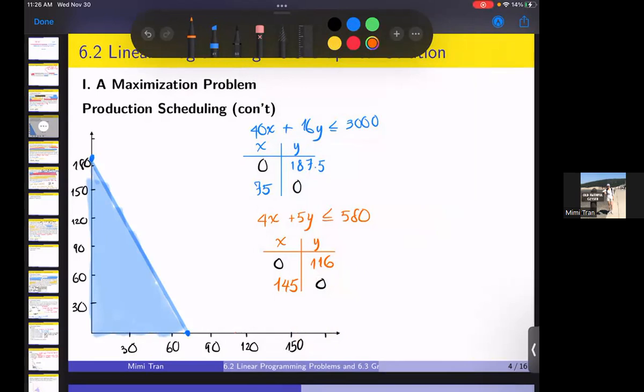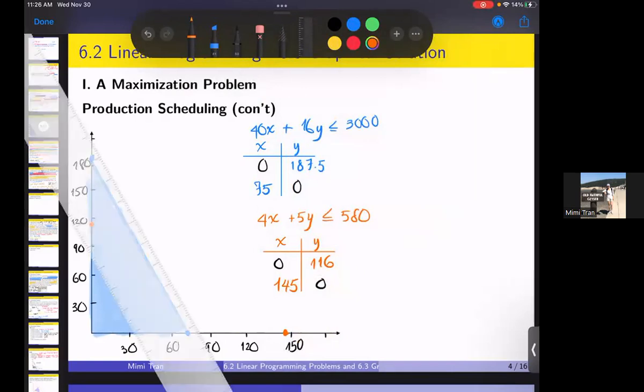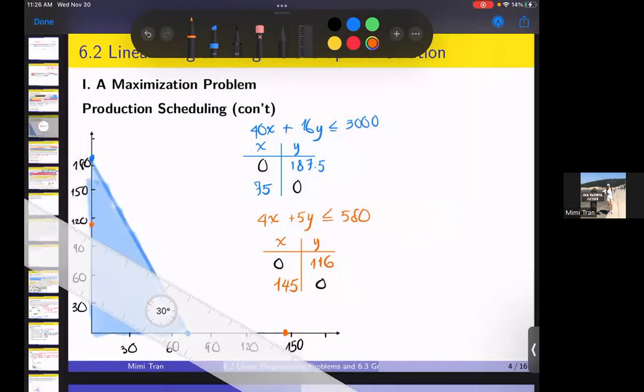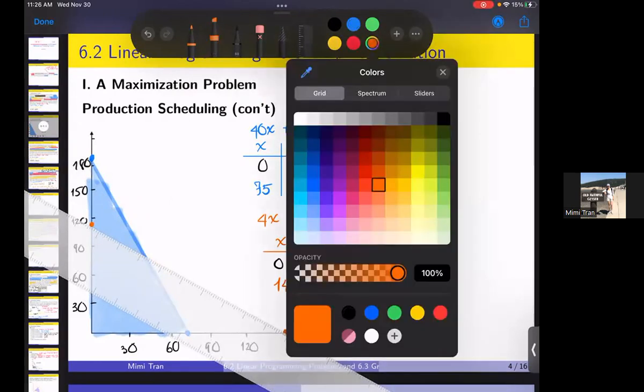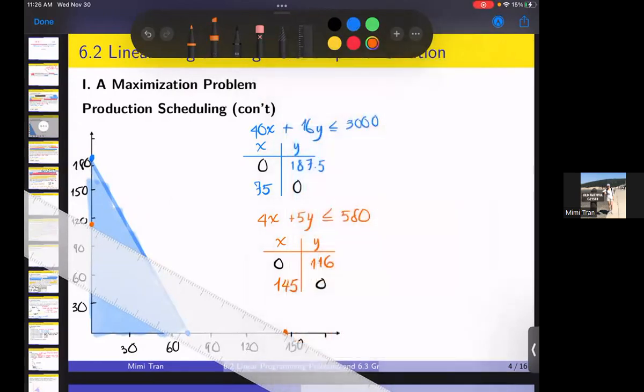$116. Oh, sorry, that's why. And then 145. Ooh, a lot of orange.